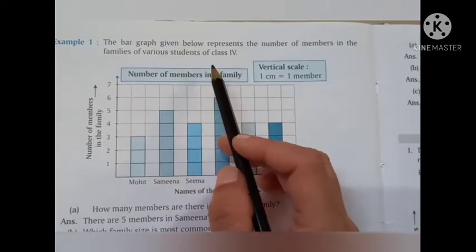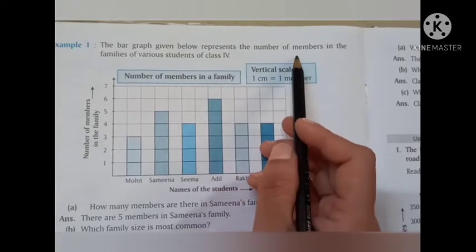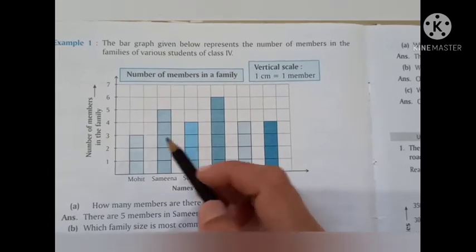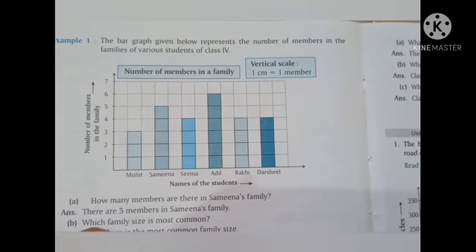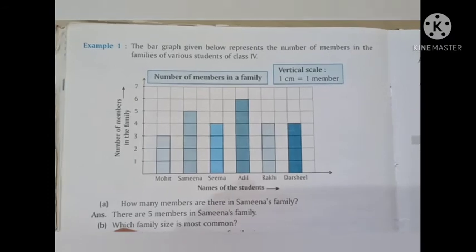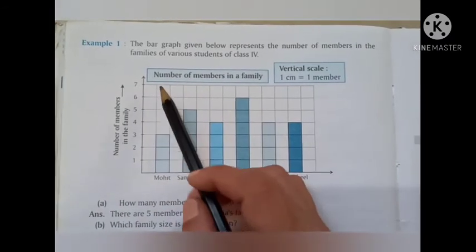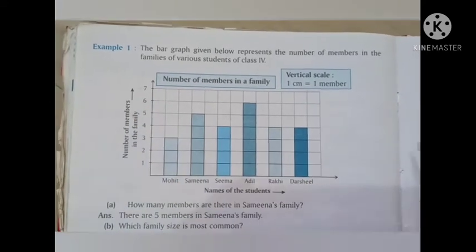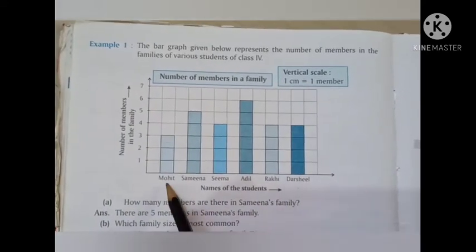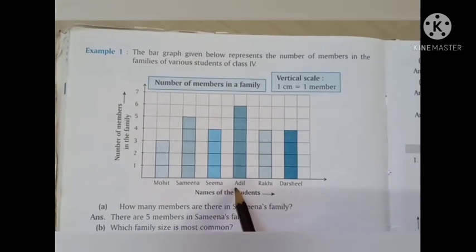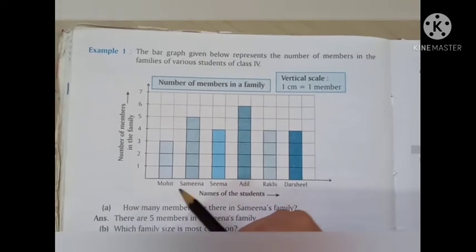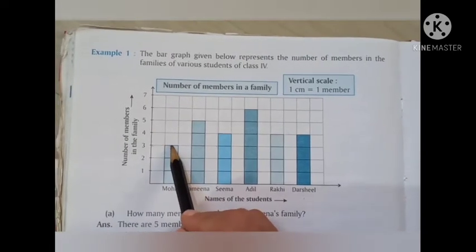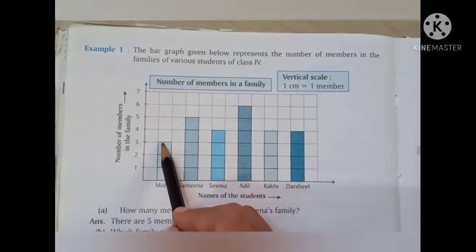Here you can see a bar graph given below represents the number of members in the families of various students of class 4. So this bar graph is showing us the number of members in the families of various students of class 4. Here it is showing the number of members in the family, and here it is the name of the students. So Mohit, Samina, Seema, Adil, Rakhi and Darshil. Mohit is having 1, 2 and 3. You can see here it is up to mark 3. So Mohit is having 3 members in his family.